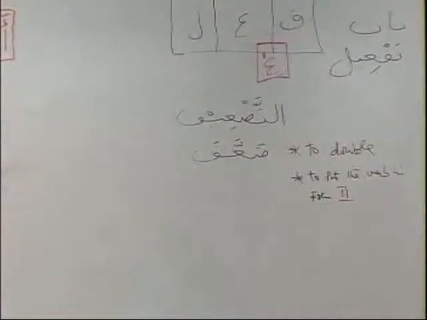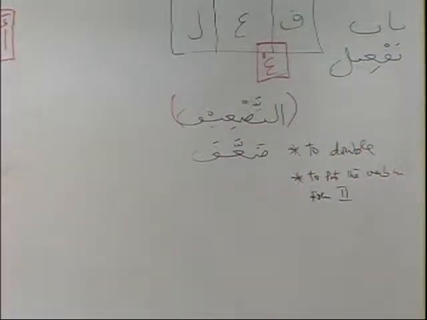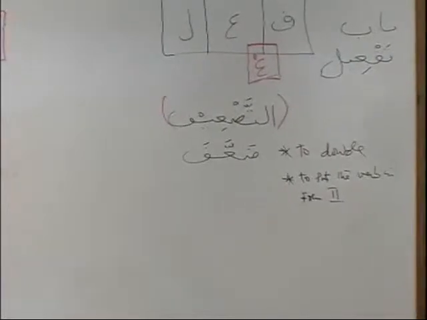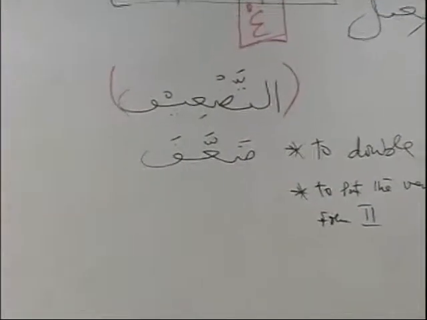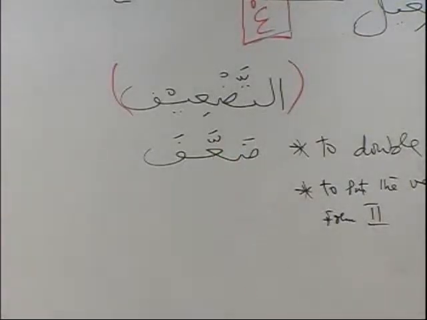This process of changing an intransitive verb into a transitive verb by doubling the second radical is called, I wrote it down, what is this called? Tad'if. What is tad'if, brothers and sisters? It is a masdar, on the pattern taf'il. And what is the verb? Da'afa. Are you with me?